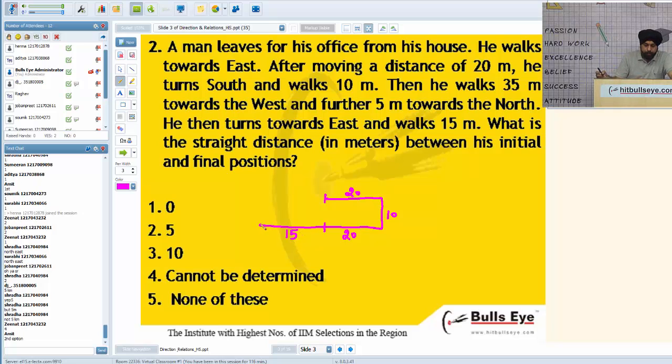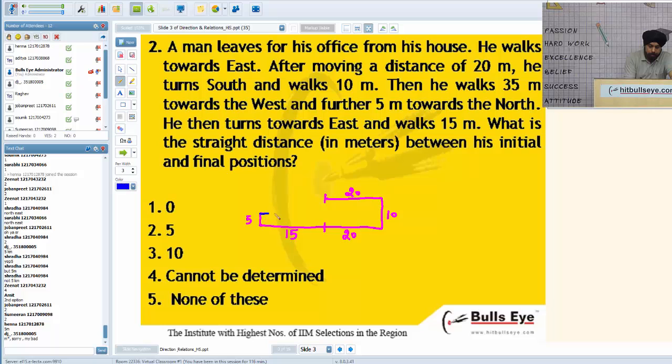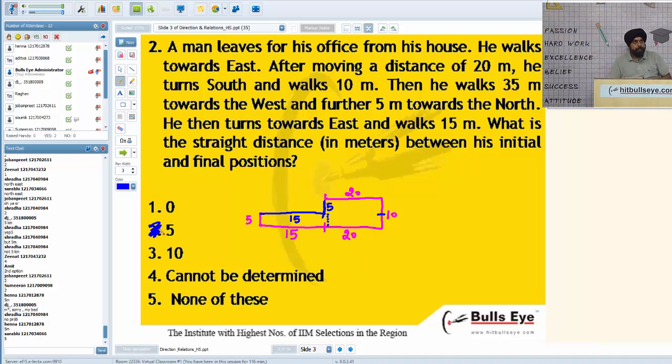Further 5 towards the north. So he covers 5 towards the north, turns east and walks 15. Now here he turns east and walks 15, so this 15 gets nullified. Out of this 10, 5 have been nullified. So how much is the distance between his initial and his final position, students? It will be 5. I hope it is clear to you.